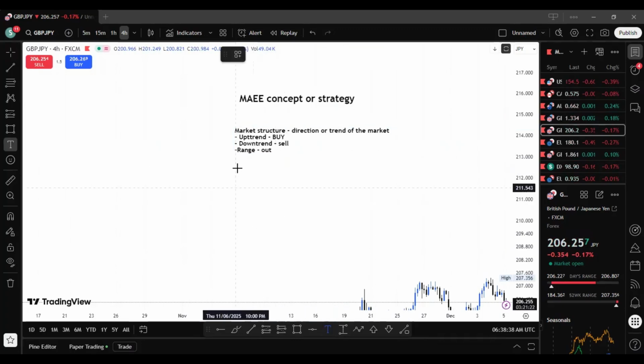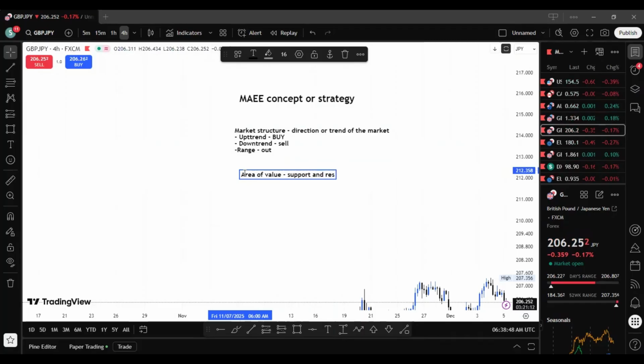Then the second thing we look out for in this strategy is what we call the area of value, where we use support and resistance to find our entry zones. The next one we look out for is what we call the entry trigger. The simple explanation is what will cause you to press the buy or sell button, or what will cause you to enter the trade at that particular zone.